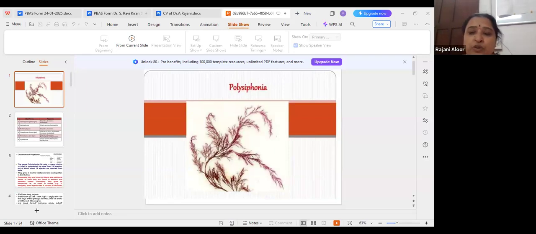Now, very important, you can observe in the chlorophyceae and pheophyceae members that flagella are present. But today we'll discuss Polysiphonia, a Rhodophyceae member. Very important characters are there. What is the characteristic feature of the Rhodophyceae? What color do they resemble? What type of reserve food material is there? Anyone?